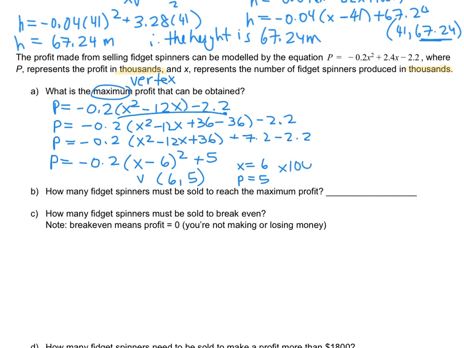So we have to remember to multiply these numbers by 1,000 so that the maximum profit is actually $5,000. So therefore, the max profit is $5,000. And how many fidget spinners must be sold to reach the maximum profit? It's not 6, it is 6,000.